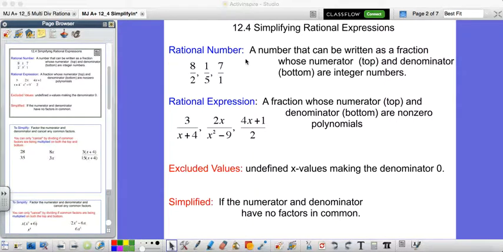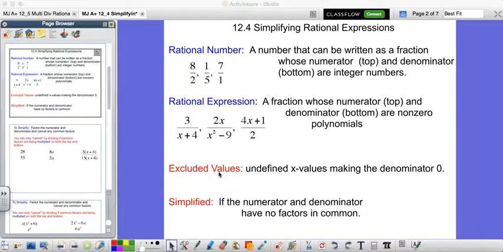Here we just had monomials, but we could also have binomials, trinomials, etc. So 3 over x plus 4, this is a rational expression. 2x over x squared minus 9, that's a rational expression, so is 4x plus 1 over 2. Anything that can be written as a fraction where your numerator and denominator are polynomials would be rational expressions. So 12.4 deals with simplifying these.